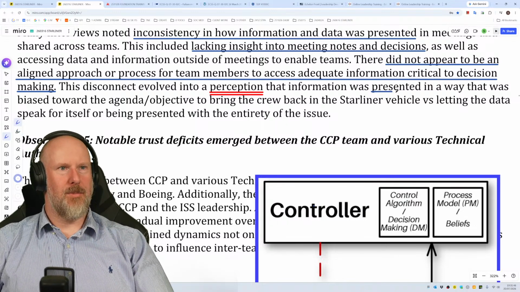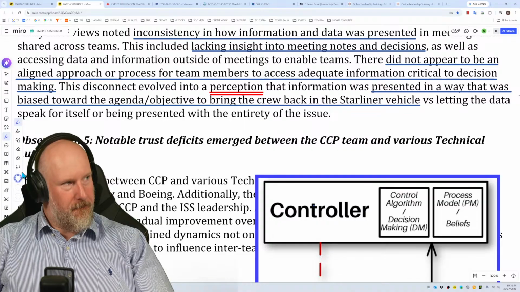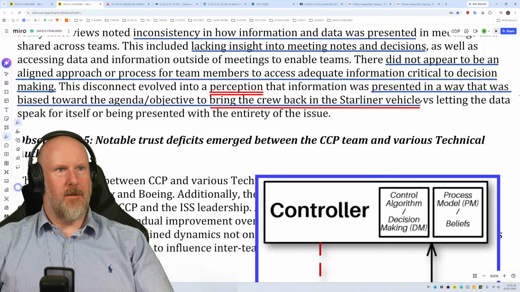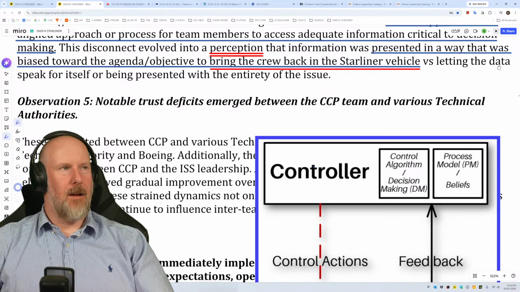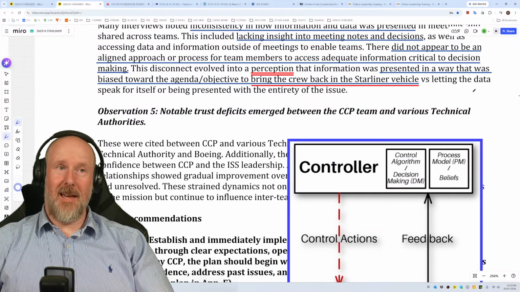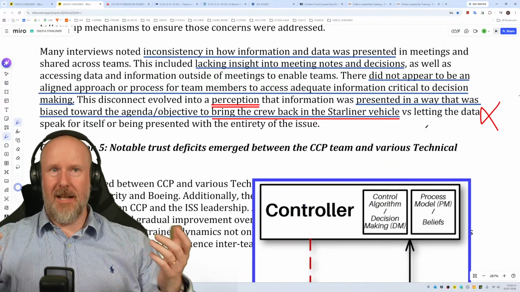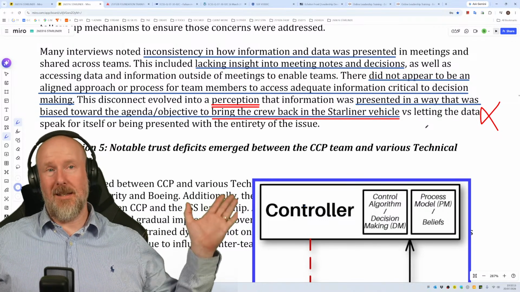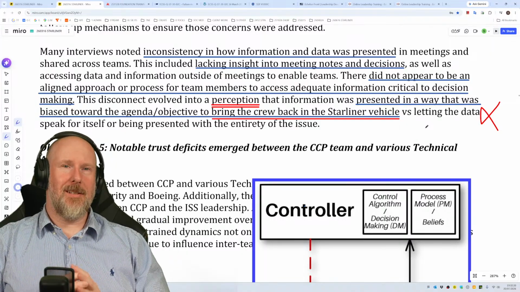The information was presented in a way that was biased toward the agenda objective to bring the crew back in the Starliner vehicle, versus letting the data speak for itself or being presented with the entirety of the issue. I mean, yeah, that is an important topic. Because, of course, the people presenting that information, they may have had no idea that this is how they were being perceived, being naive about it.